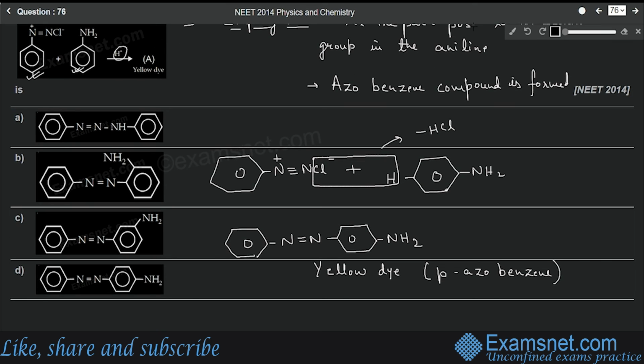So let's see the options. In the first option, three nitrogens are given, so this is incorrect. In the second one we have nitrogen nitrogen double bond, but the amino group is not present at the para position, so this is also wrong. In the third one also the amino group is at the meta position, not the para position, so wrong. And in the last one we have the para position. Okay, so option D will be the correct answer.